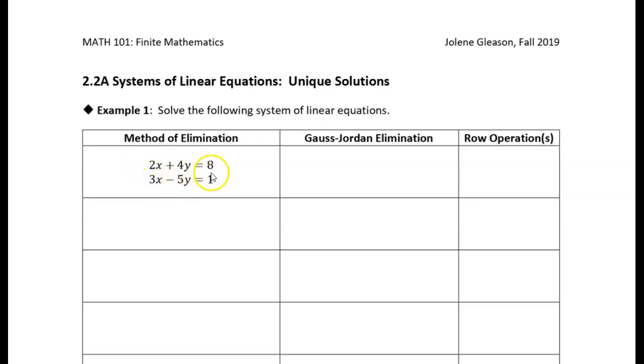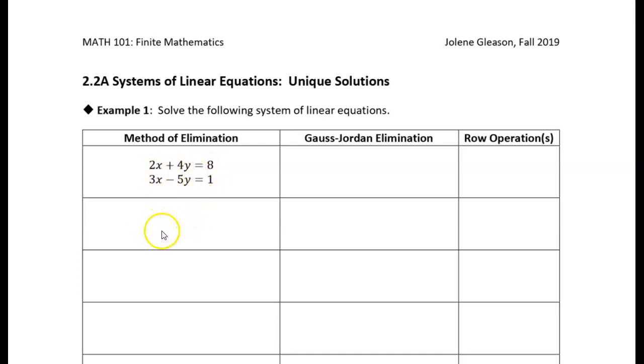2x plus 4y equals 8 and 3x minus 5y equals 1. Now, the idea behind the method of elimination is just to use the rules of algebra and manipulate these equations to eliminate a variable. And so when I look at these two equations, the first thing I see is that there's a common factor of 2 in every term of the first equation.